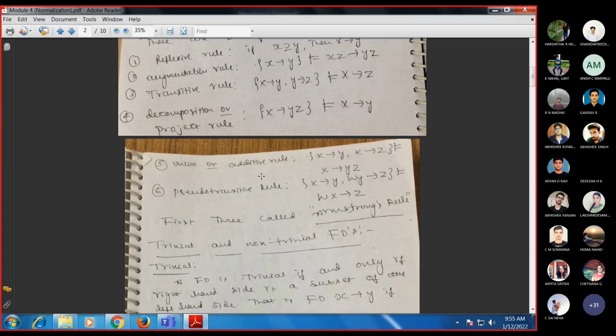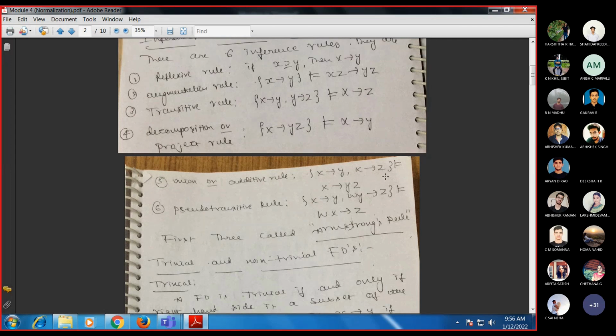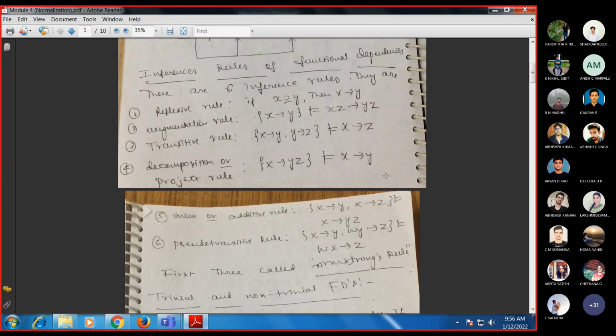Next, union or additive rule means X determinant Y, X determinant Z, which is equal to X determinant YZ, because the left hand side attributes are same. Next, pseudo transitive rule means X determinant Y, WY determinant Z, which is equal to WX determinant Z here. So all these rules you have to remember. How many rules are there? There are totally 6 inference rules of functional dependency.